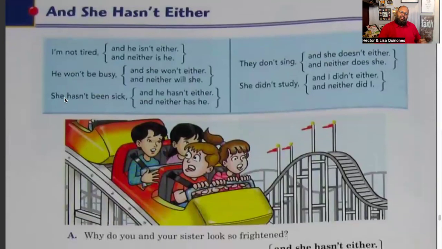Please repeat after me. I'm not tired. And he isn't either. And neither is he. He won't be busy. And she won't either. And neither will she. She hasn't been sick. And he hasn't either. And neither has he. They don't sing. And she doesn't either. She didn't study. And I didn't either. And neither did I.